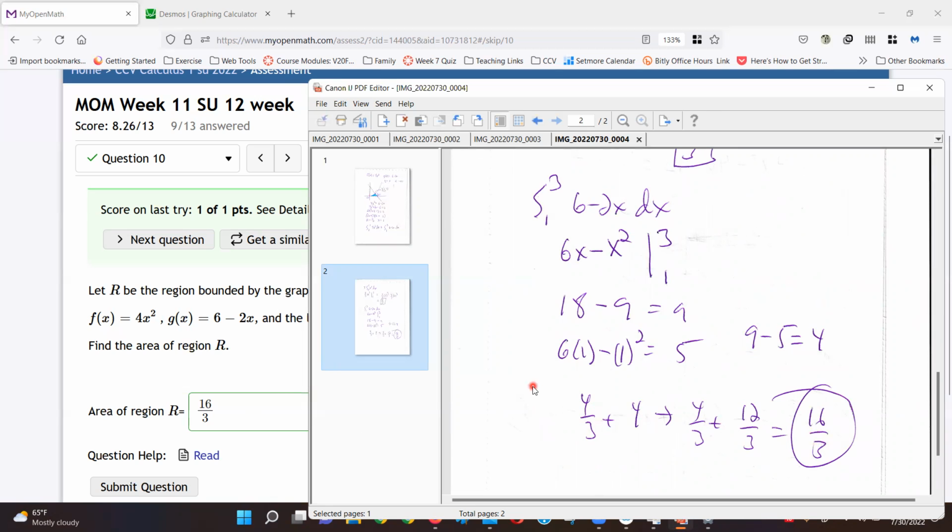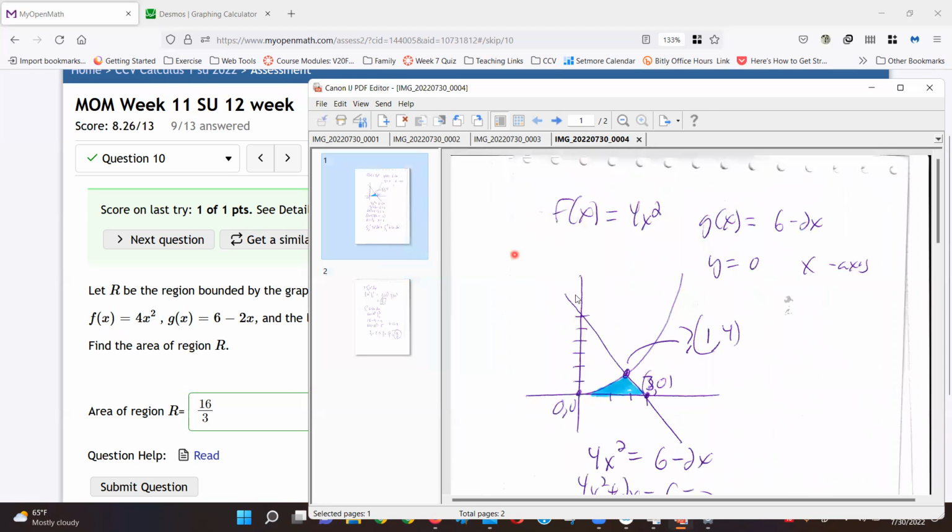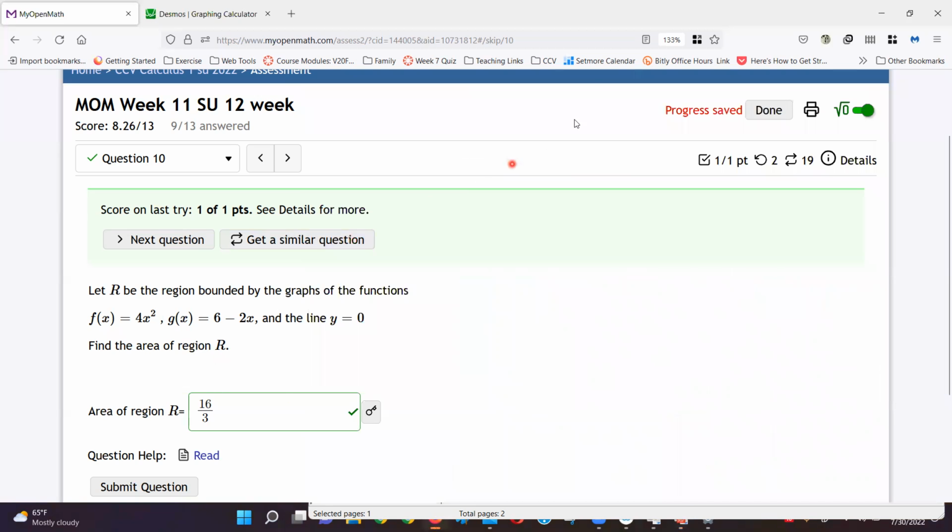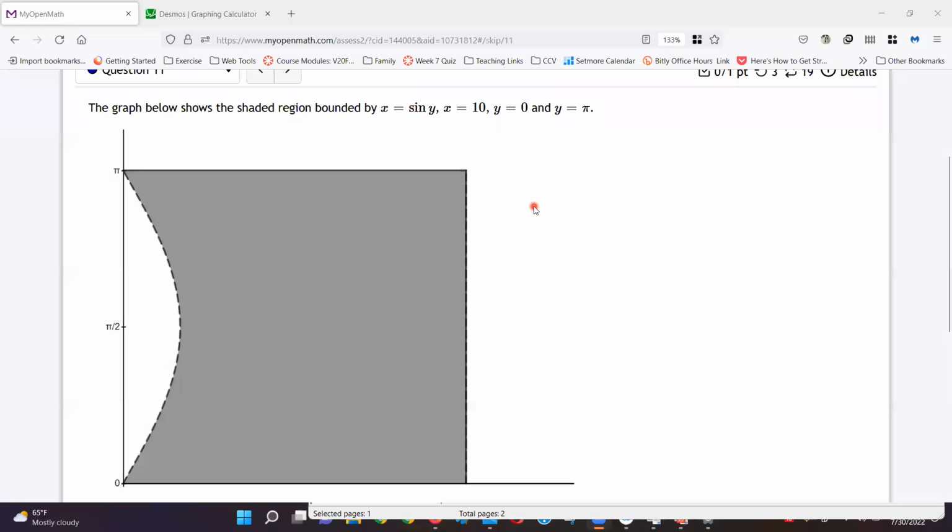So in a nutshell, decide which function you're dealing with and what region you want. And you're going to decide where to break the integrals. Okay. I would be remiss if I didn't show you how to integrate with respect to the y-axis. Okay, so that's why I included this.